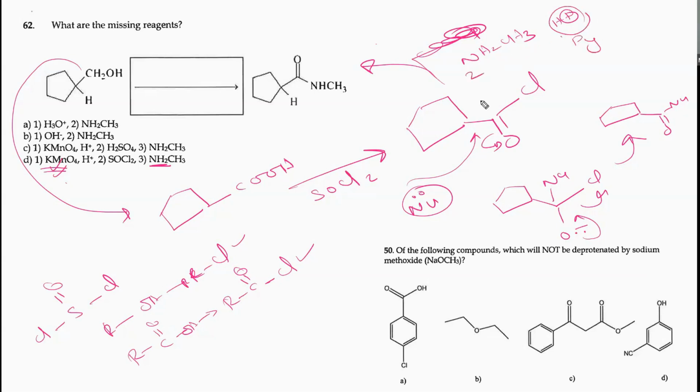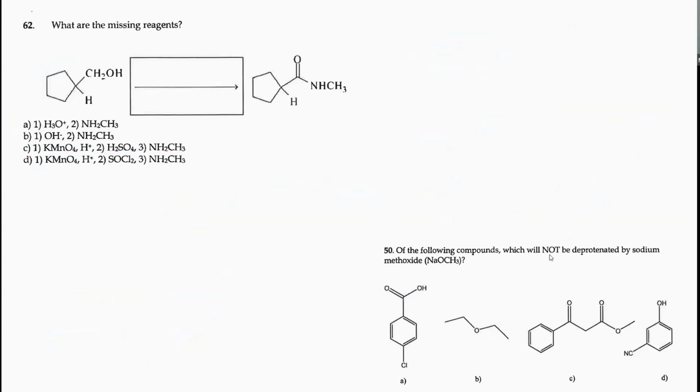So you do not have to add pyridine, just the excess amine. So you will usually add two equivalents of amine, and one equivalent will act as the nucleophile, the other equivalent will act as the base to scavenge off the proton. All right, so the answer to this question is option D. All right, so that is that.